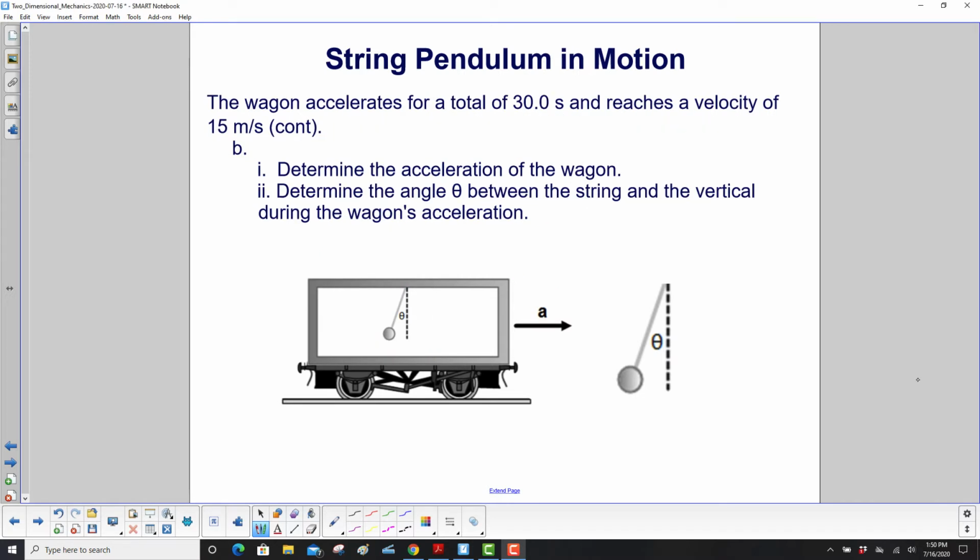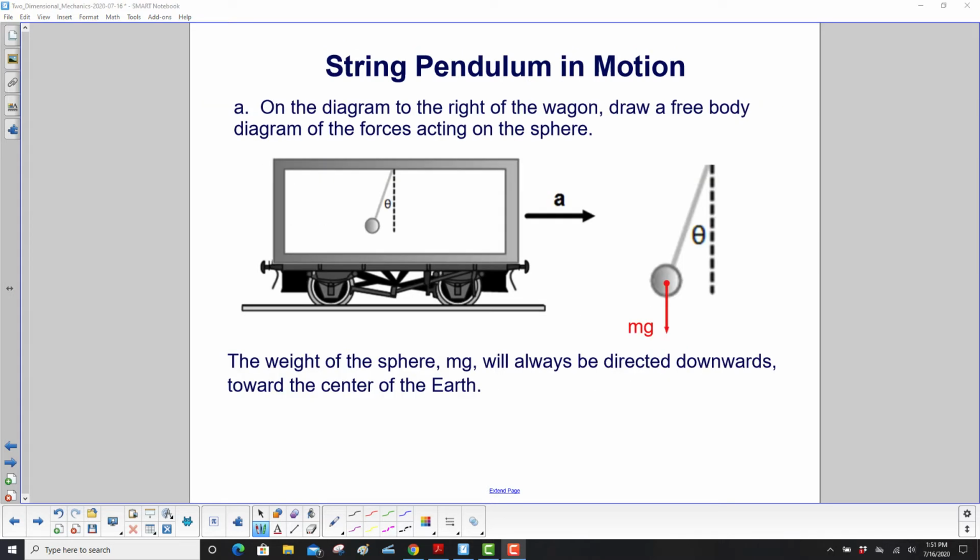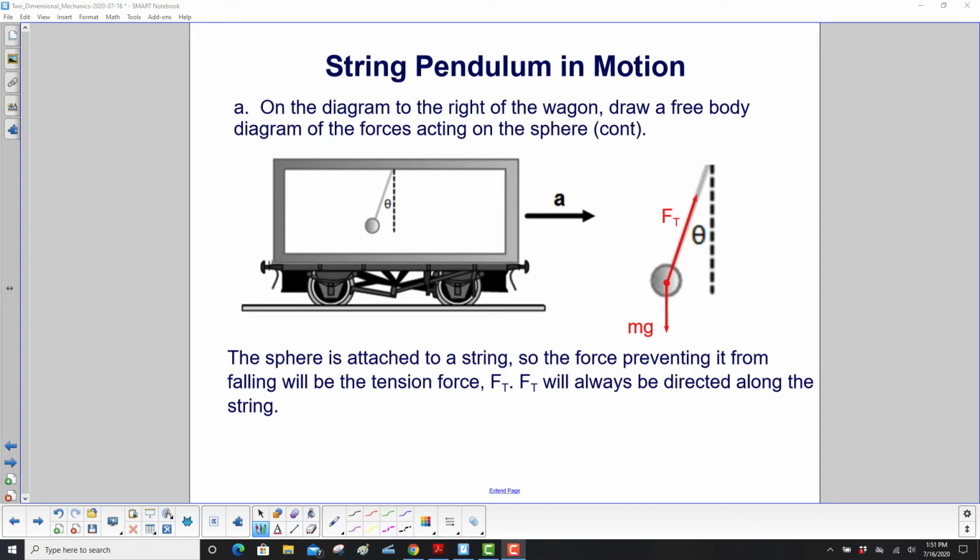Part B, determine the acceleration of the wagon, and determine the angle theta between the string and the vertical during the wagon's acceleration. So our free body diagram is pretty straightforward. We've got the weight of the sphere, mg, will always be directed downwards towards the center of the Earth. The sphere is attached to a string, so the force preventing it from falling will be the tension force. Tension force is always directed along the string.